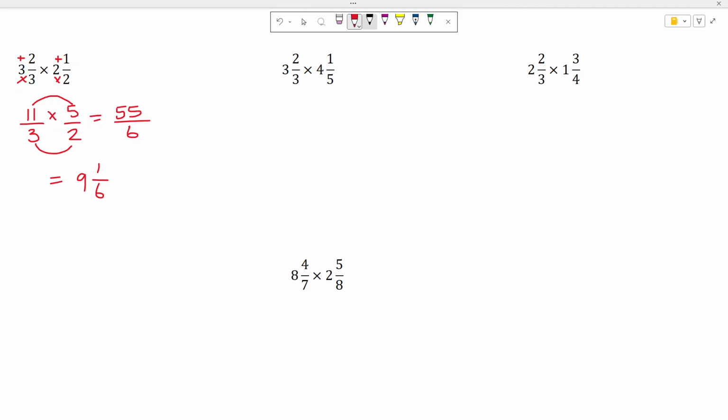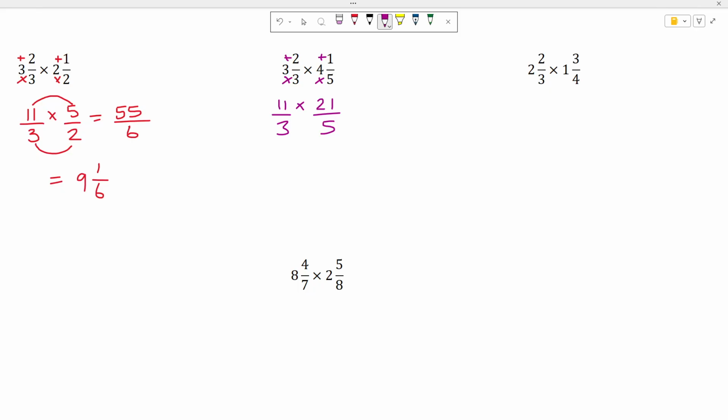Now let's go to question number 2, guys. Again, we're going to convert the mixed fraction into an improper fraction. So 3 times 3 plus 2 is going to give us 11 over 3 multiplied with 5 times 4 plus 1, which is going to give us 21 over 5.